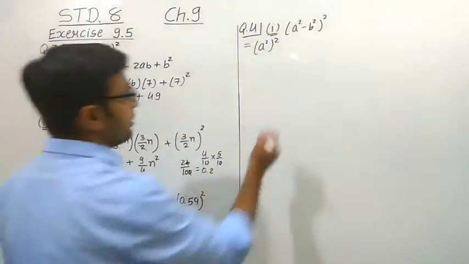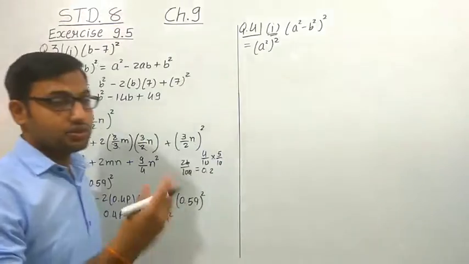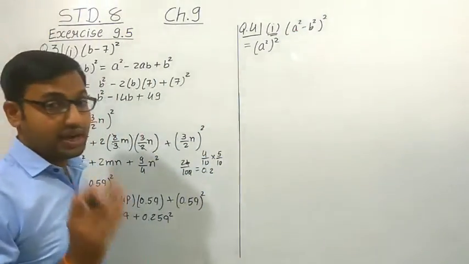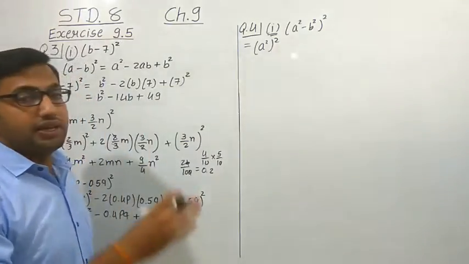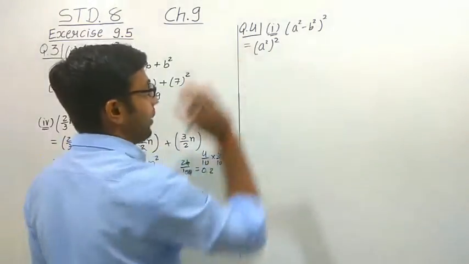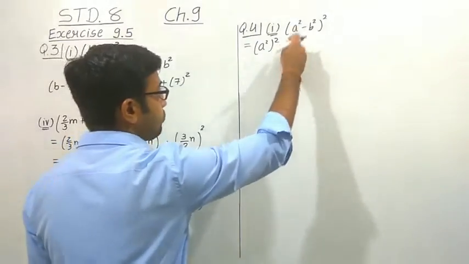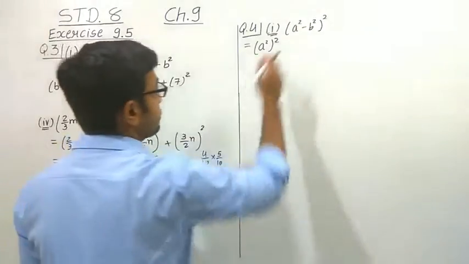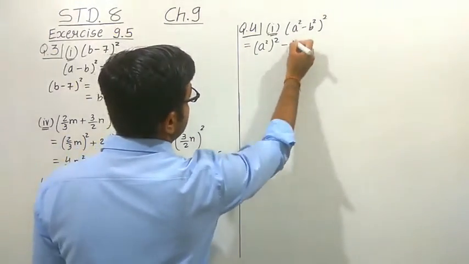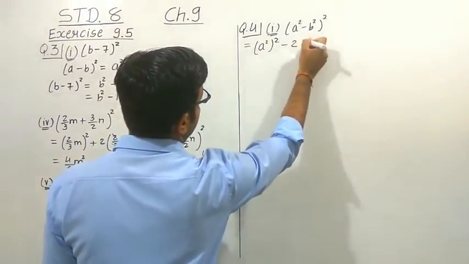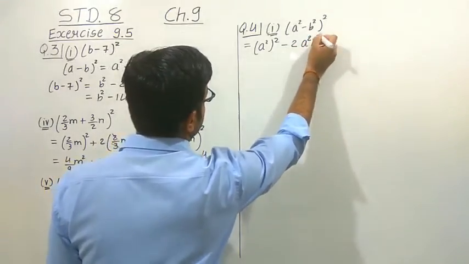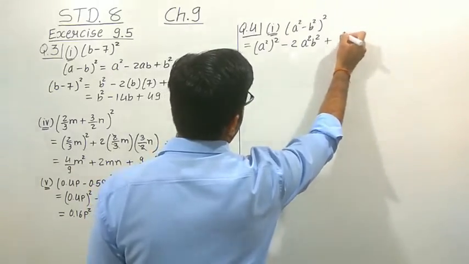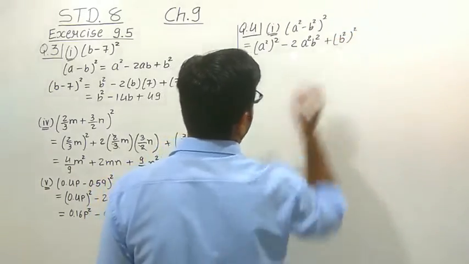Do not get confused here, because it is already given as a square. Maybe you think that there is already a square, so there is no need to square it, but that is wrong. Whatever is given as the first term, we have to apply the square, whether it is a square, a raised to power 4, or a raised to power 50. Now the middle term is negative 2 a square into the second term, that is b square, and lastly we apply the square of the second term, that is (b square) whole square.